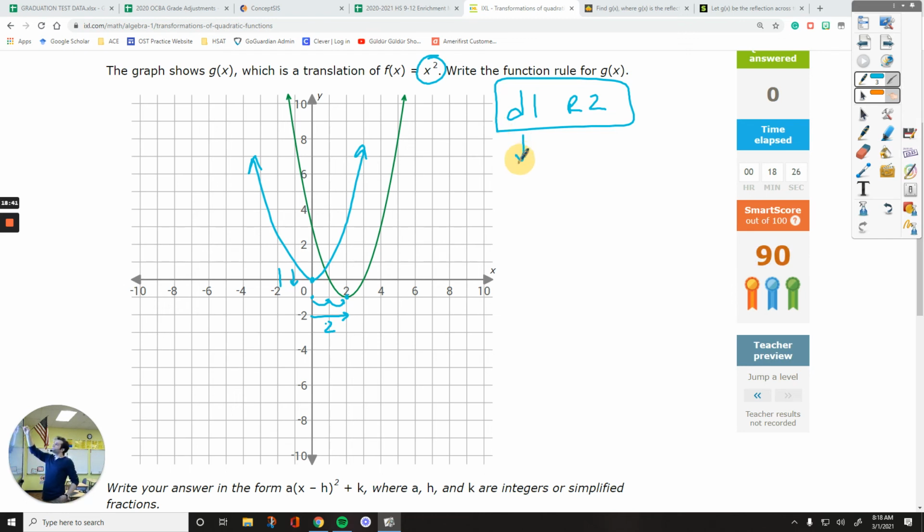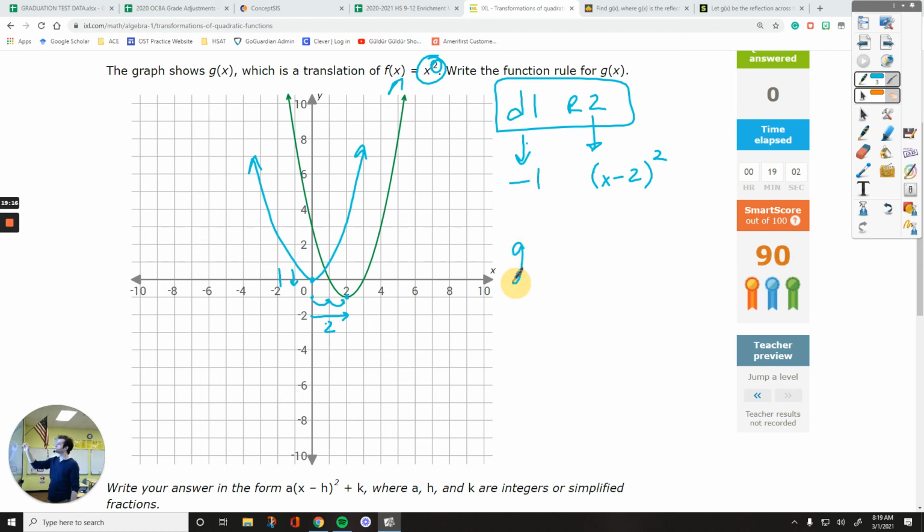So this means down is subtract 1 from the end of the function, and then this right is horizontal movement. Think about the opposite of what you believe is the right thing. So instead of adding 2, we are going to subtract from the x. x is the variable. What we have in the parentheses is the variable. Subtract 2 for the right, then square that thing, and then this one here, down 1, tells you to subtract 1 from the whole thing.